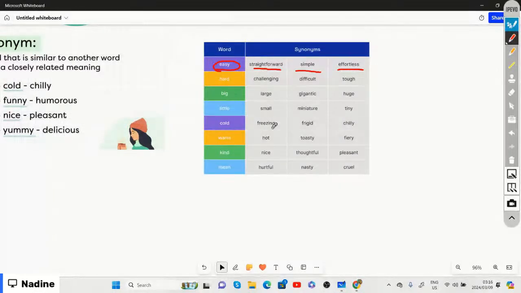Then we have a word that means hard. Something is hard, it is very challenging. Or we can say it is difficult, or we can even say it is tough.